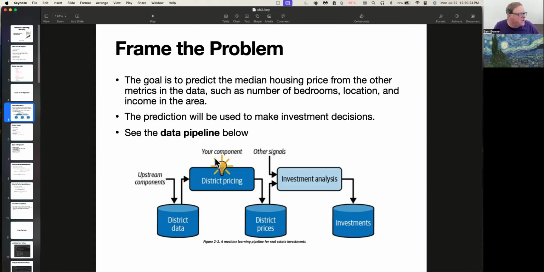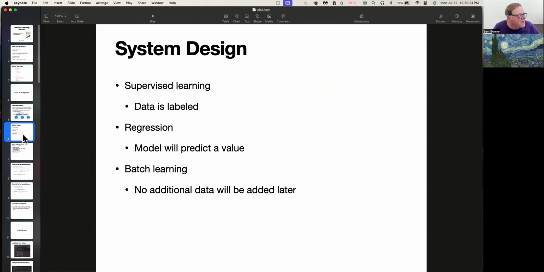So here's your pipeline. You have upstream data that gives you district data. Then I'm going to predict district pricing, and they're going to use that to decide what to invest. That's the idea. So we've got supervised learning because the data does come complete with labels. Each zone does have the price from the government in there. And we can then do regression. Regression is where you fit a model to some data that depends on inputs, and you use it to predict results based on other inputs.